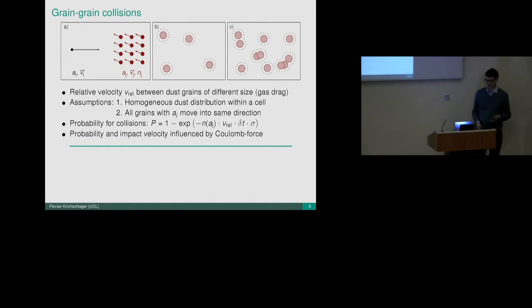Then the grain-grain collisions, which is a little bit more complicated. We have seen that different dust grain sizes have different velocities. So we have relative velocities between small and large grains, which means they can collide. And yes, in figure B, you see what one single dust grain size would see from the other dust grain sizes. We can calculate then the probability for such a collision, which, for low number densities, is proportional to the cross-section of these dust grains. It is also proportional to the number density and to the relative velocity.